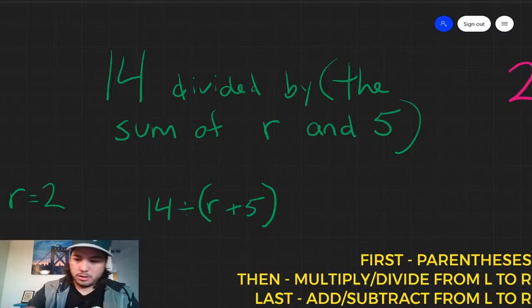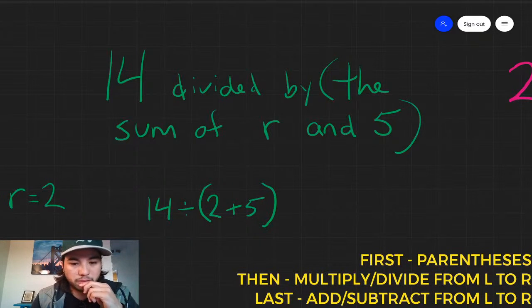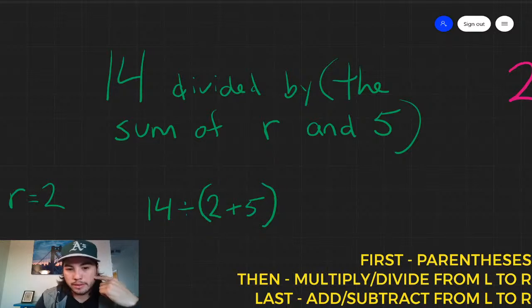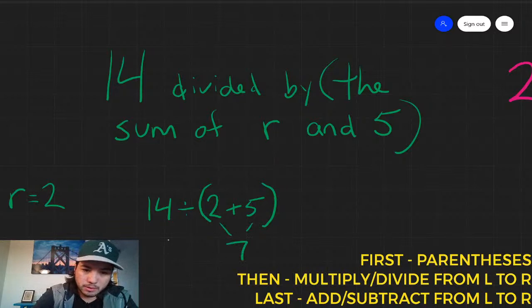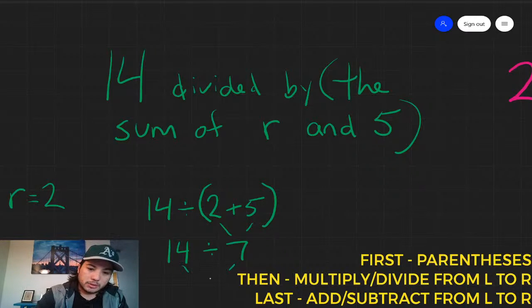And I'm seeing here, yep, exactly. So we take out that r and put in a 2, because r equals 2. And then we have 2 plus 5 is 7. And we have 14, keep the 14 divided by 7, and that simplifies to 2.